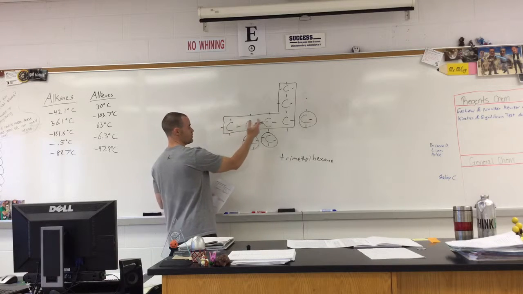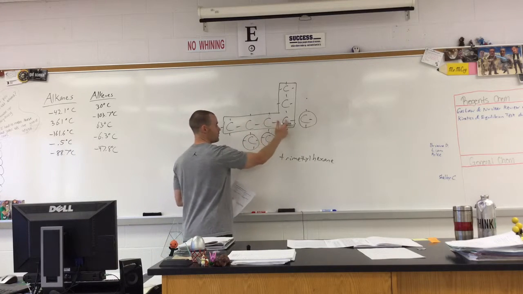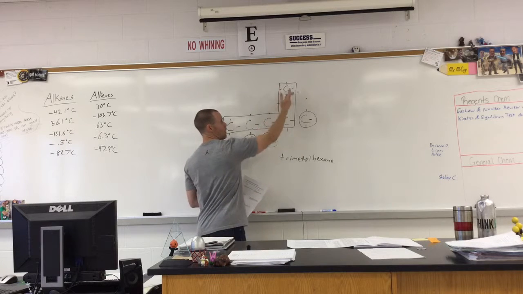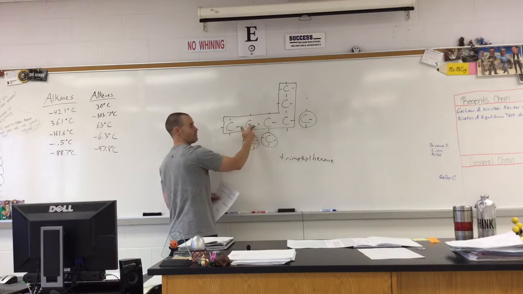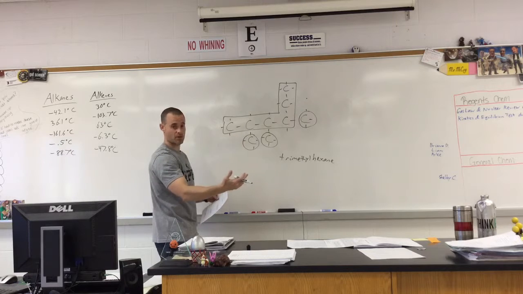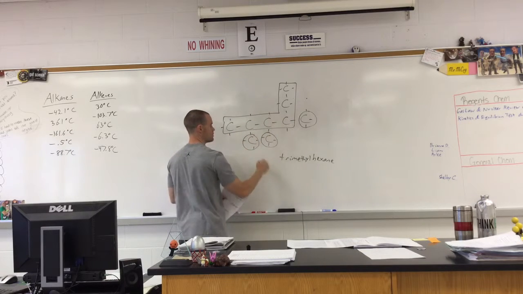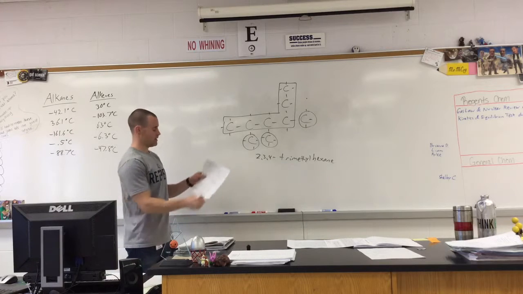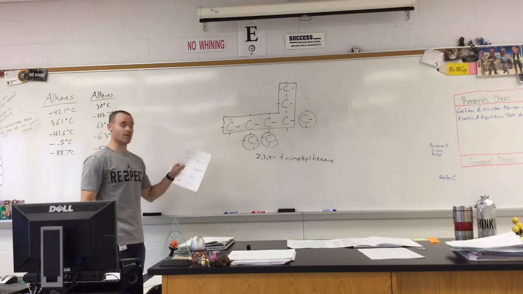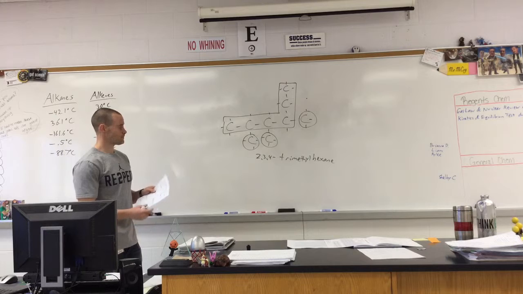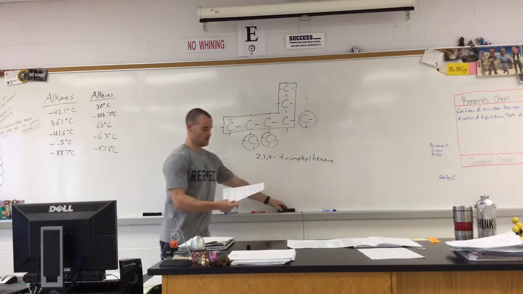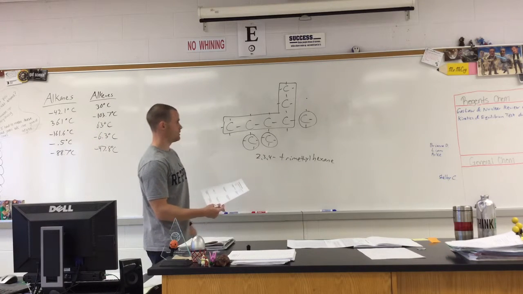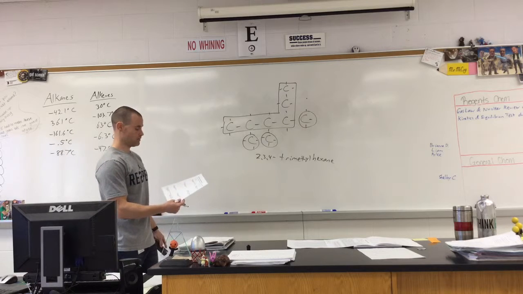So 1, 2, 3, 4. So 2, 3, 4, or 1, 2, 3, 4, 5. So 3, 4, 5 are bigger numbers than 2, 3, 4. So we're going 2, 3, 4 trimethylhexane. That's the correct name for number 5. All right. So that's that one.